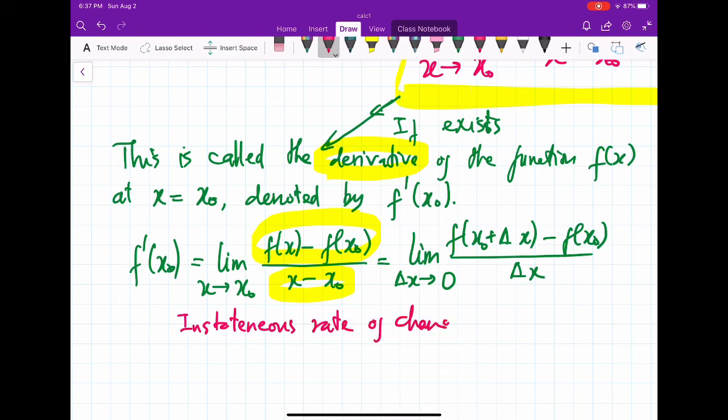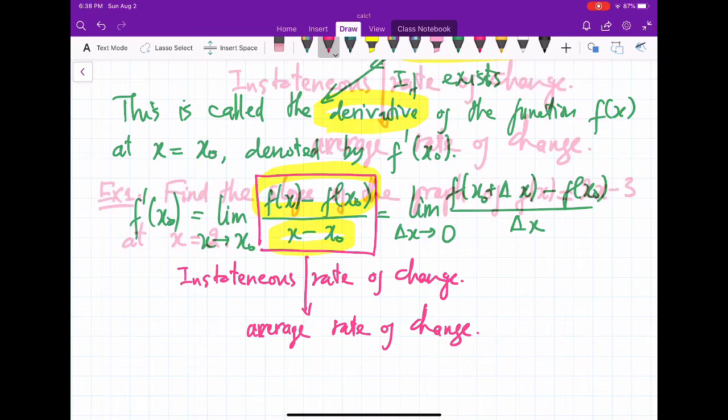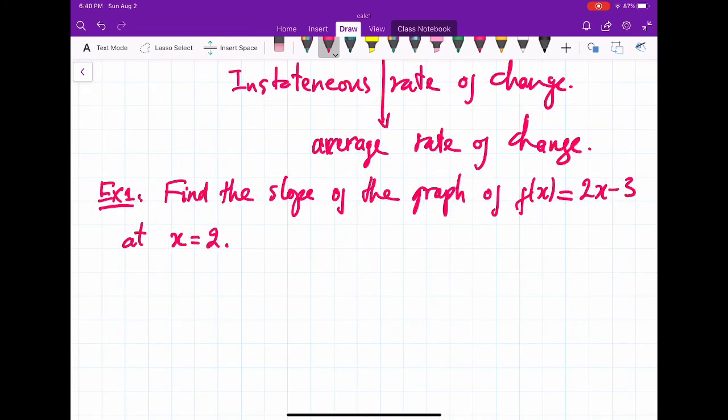You see, that is different to the average rate of change without the limit. This part is the average rate of change. So I think we discussed that when we talked about the difference between calculus and pre-calculus. Let's consider the following example.